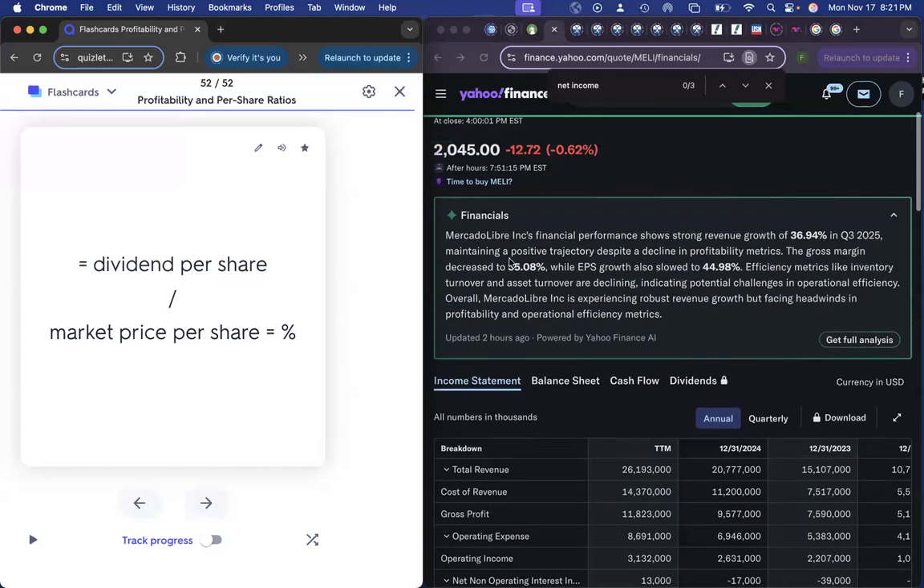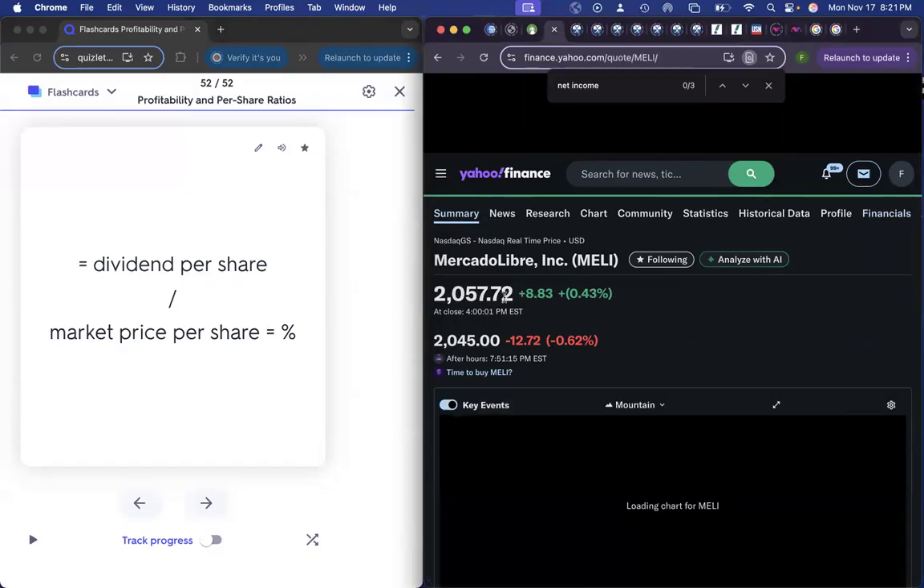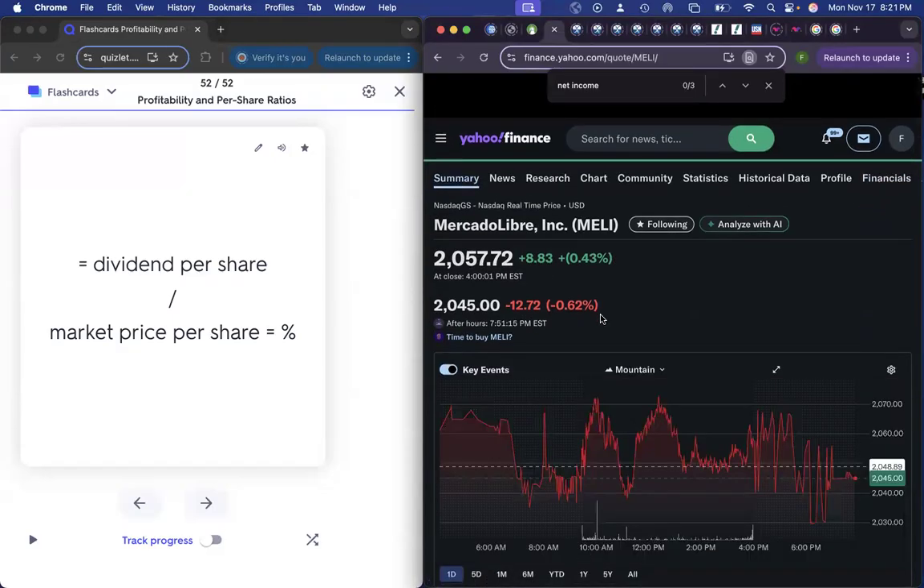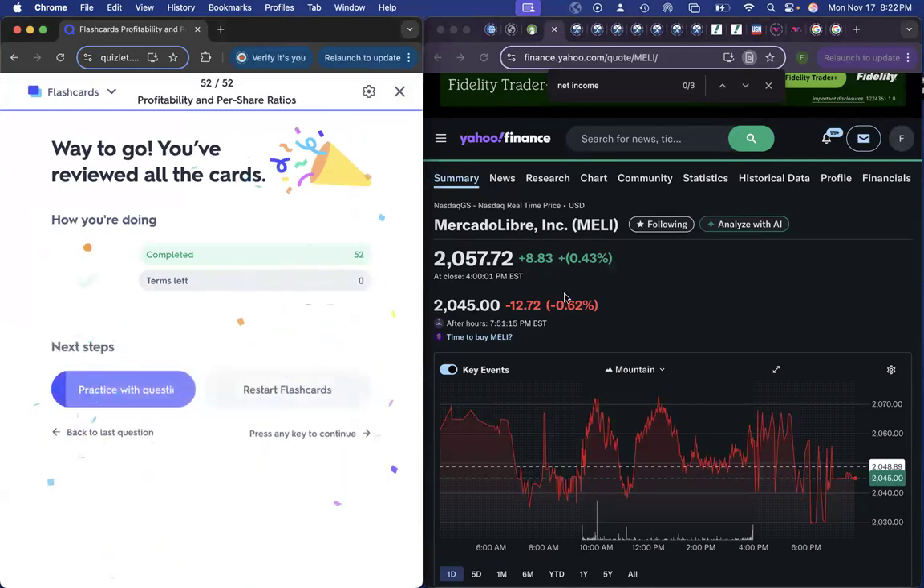In the example I gave, let's say you had that 10-cent dividend per share, you would divide 10 cents by $2,057 per share, which is going to give you a really small percentage. So hopefully, whatever dividend Mercado Libre does, if you want dividends, hopefully it's a better dividend than 10 cents. And that's all I had for now.